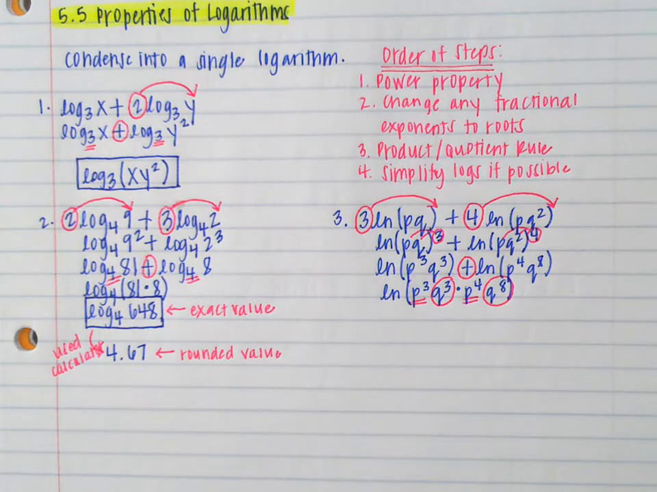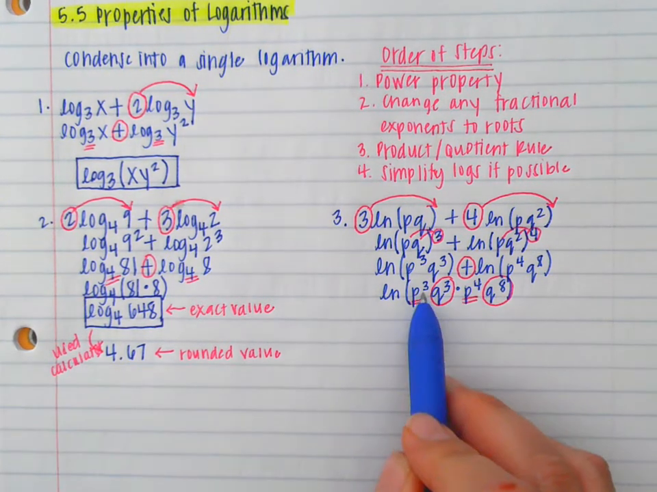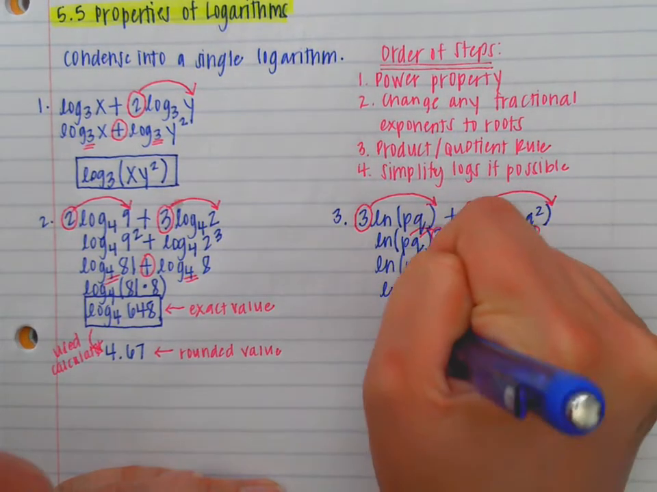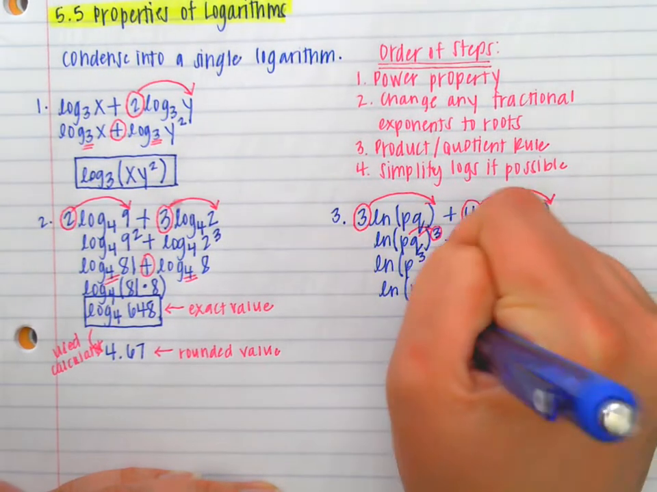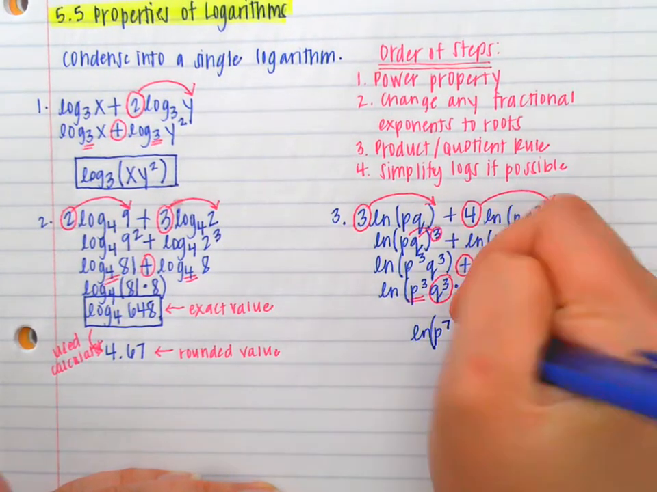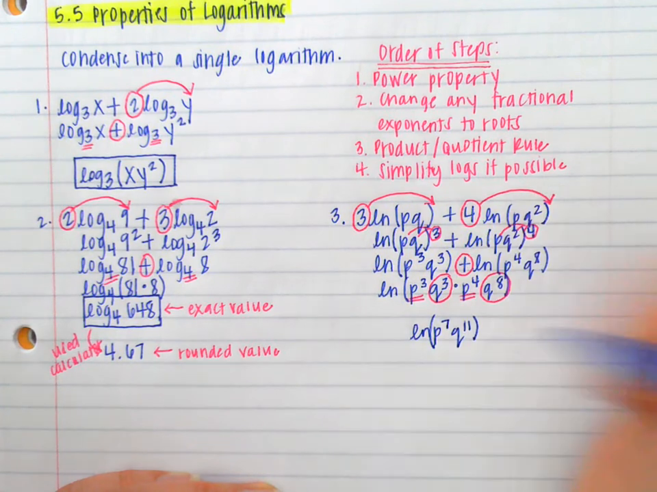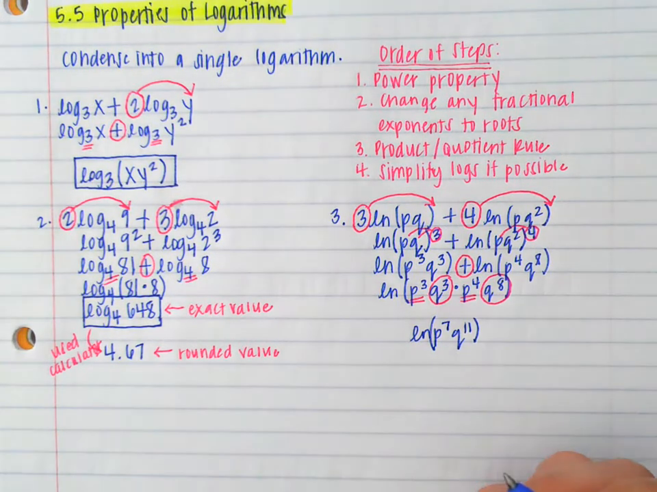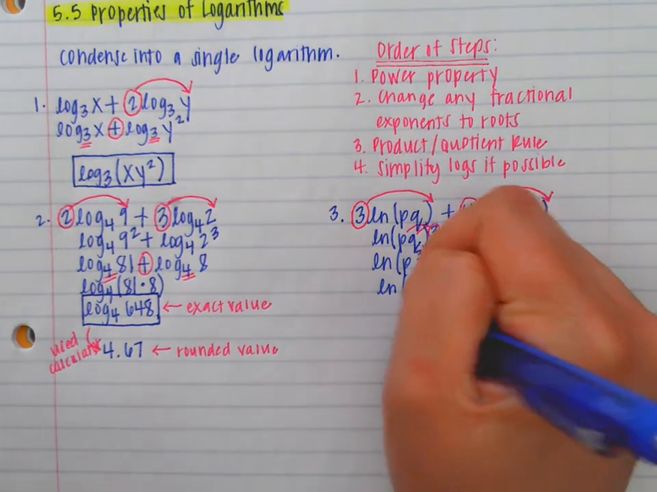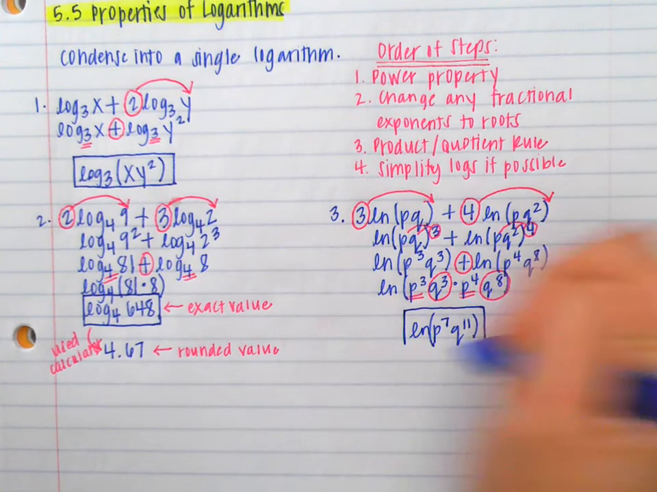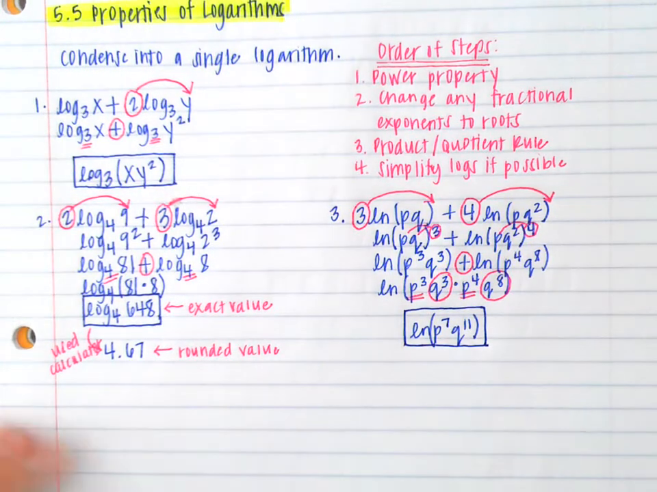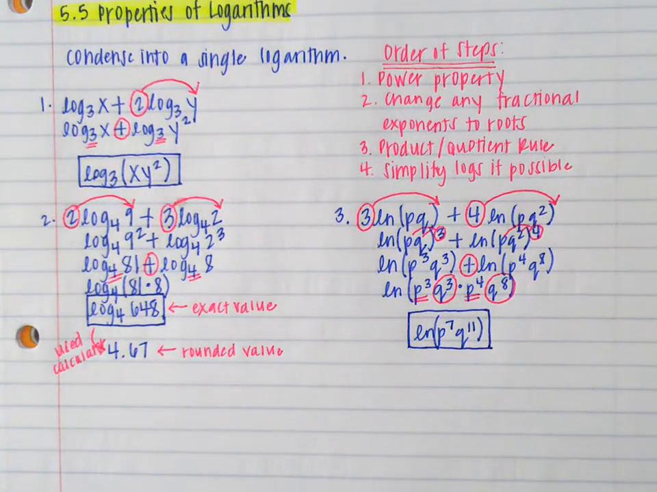So my final answer, 3 plus 4 is 7, and 3 plus 8 is 11. And so that would be my final answer. Okay.